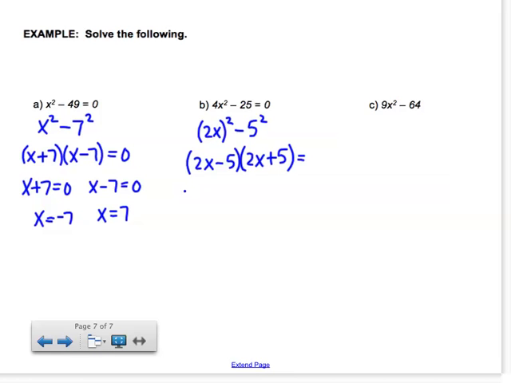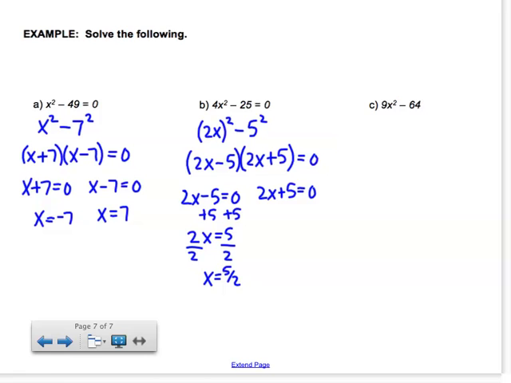And now I set both of these equal to 0, so I have 2x minus 5 equals 0, and 2x plus 5 equals 0. 2x equals 5, divide by 2. x equals 5 divided by 2. Subtract 5. 2x equals negative 5, divide by 2. x equals negative 5 over 2.